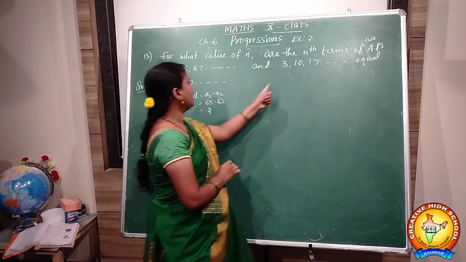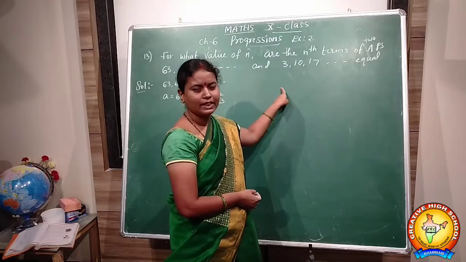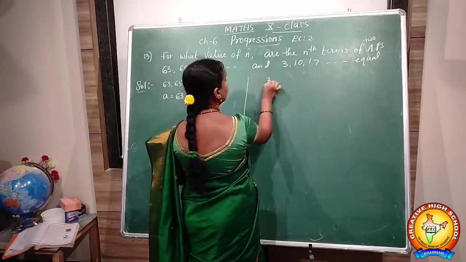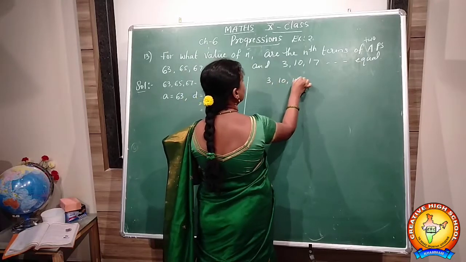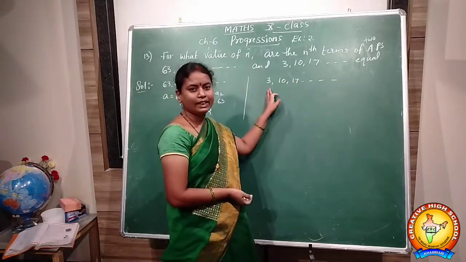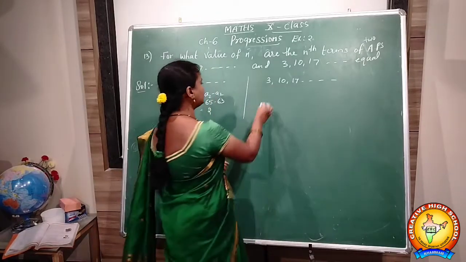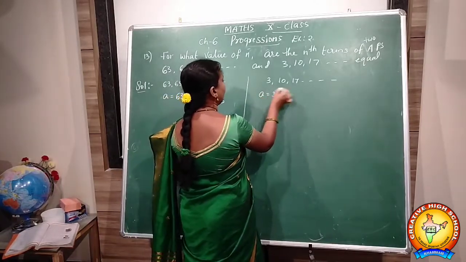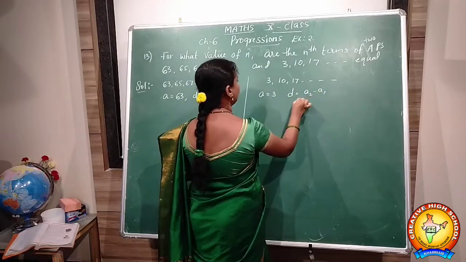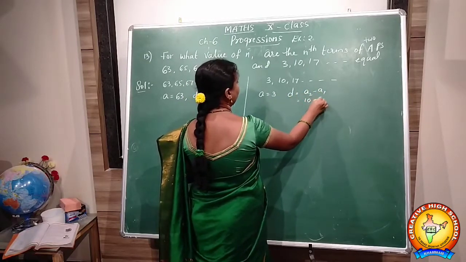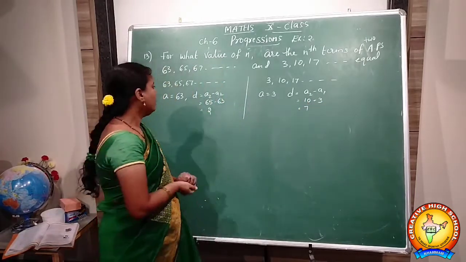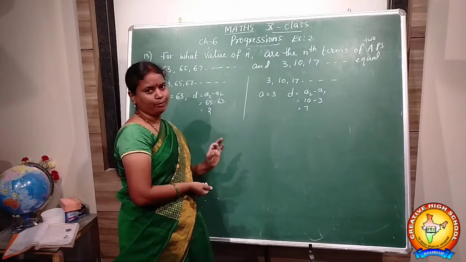So let us find the a and d values in the second series also. What is the second AP series? 3, 10, 17, and so on. So what is the a value in the second series? a value is 3. And the d value is equal to a2 minus a1, it will become 10 minus 3, which is equal to 7. So in this, the nth terms are the same.